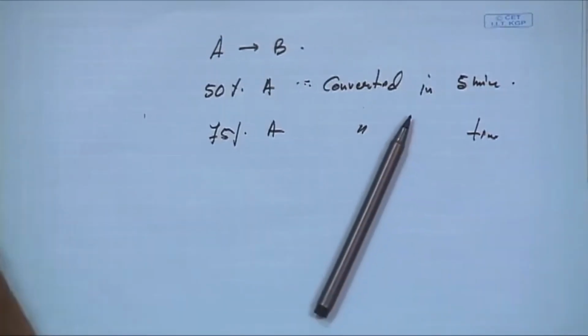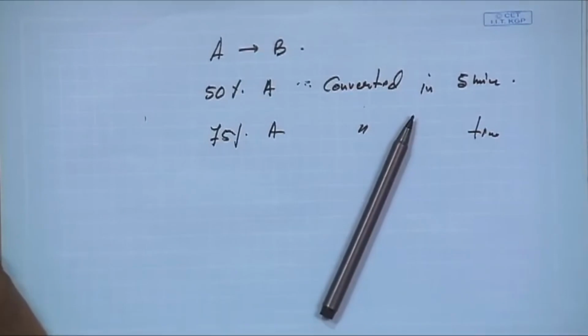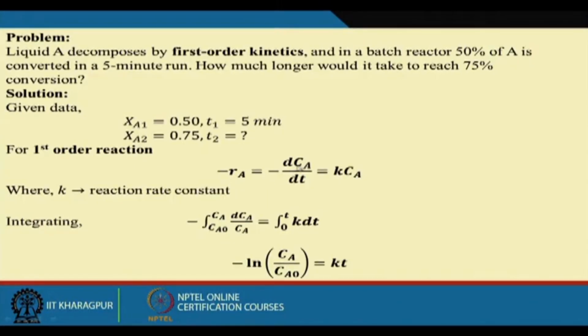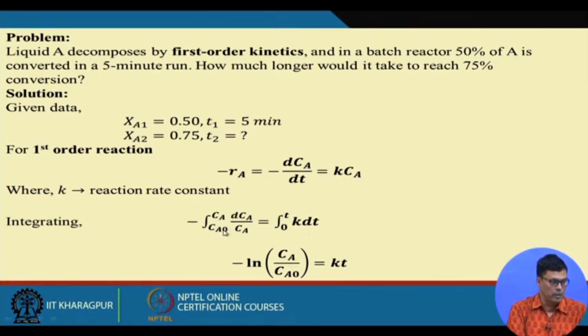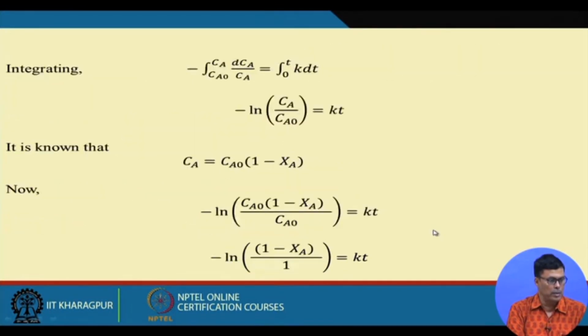So what we have done here, you just see that minus rA, as we rightly know, is minus dCA by dt equal to k into CA. We assume this is first order. This is already mentioned, first order kinetics. Now this is the range from CA0 to CA, and k into dt. This we can write as ln CA0 by CA equal to kt. Then we have this equation CA equal to CA0 into 1 minus XA. XA is the fraction of A that is converted.